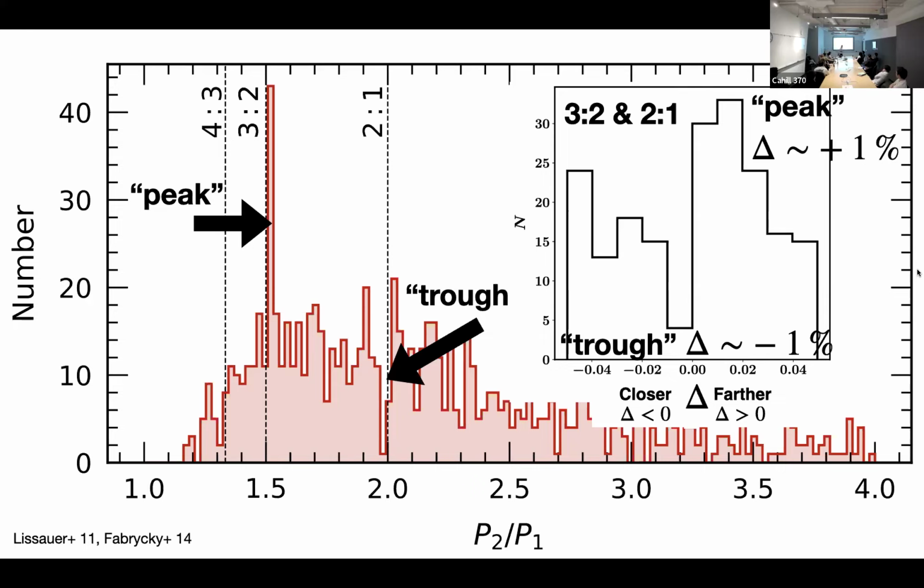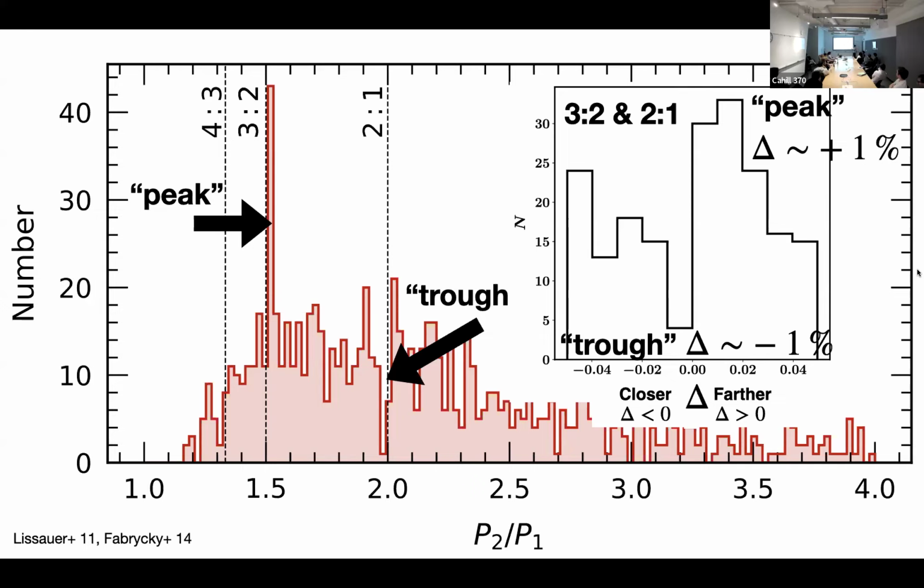That being said, there is this excess in the distribution near the 3 to 2. And famously, this excess is not right at 3 to 2. It's at 1.5 to 1. It's asymmetric. This excess is just wide of the resonance. So these are planets which are just a little bit farther apart than a perfect integer ratio in their periods.